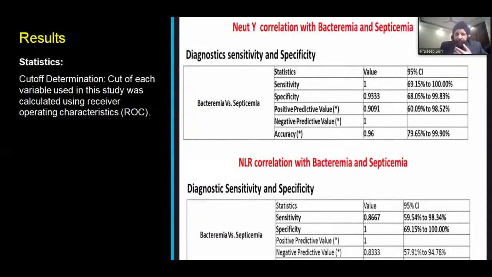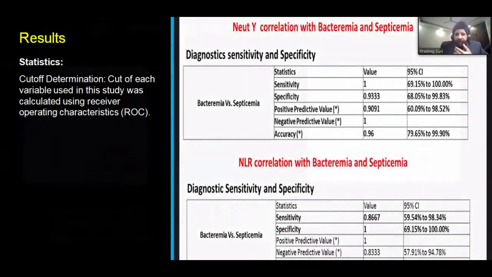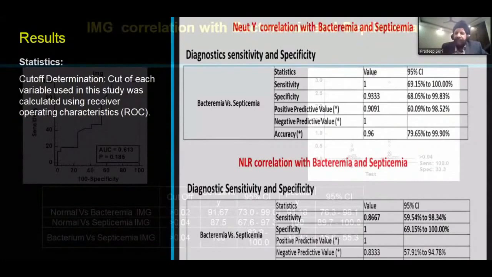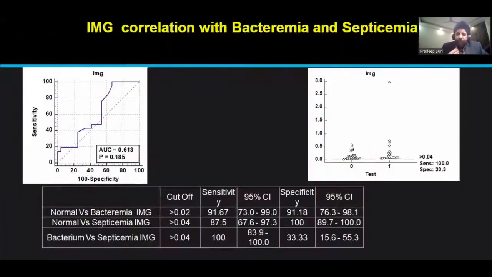We also did a study for the immature granulocytes. Although immature granulocytes were very good in differentiating normal patients from the bacteremia-septicemia group, with a sensitivity of 100%, the problem was with its specificity, which was only 33.3%, which means it was not very able to differentiate the bacteremia from the septicemia group. The area under the curve was also 0.6, and the model had poor to fair discrimination. Hence, this cutoff was not clearly able to differentiate cases of bacteremia from septicemia.